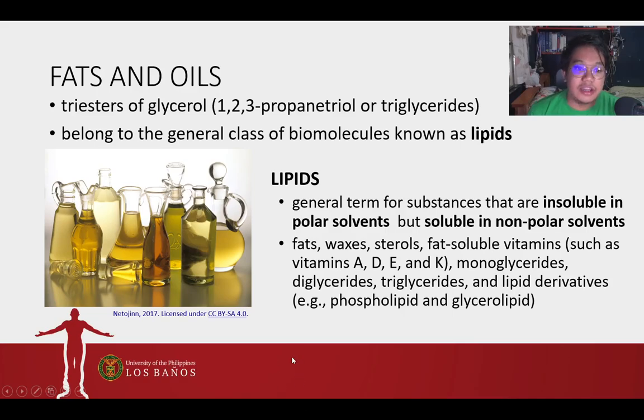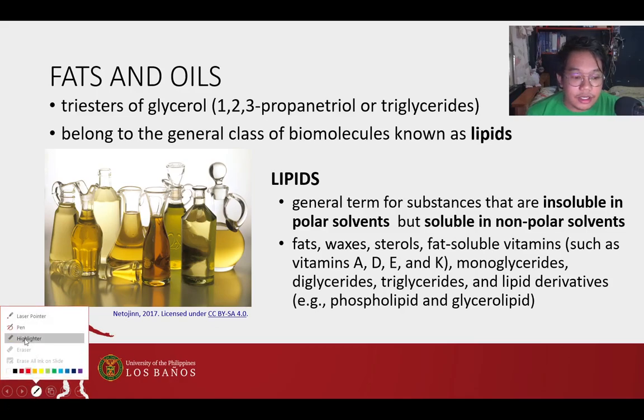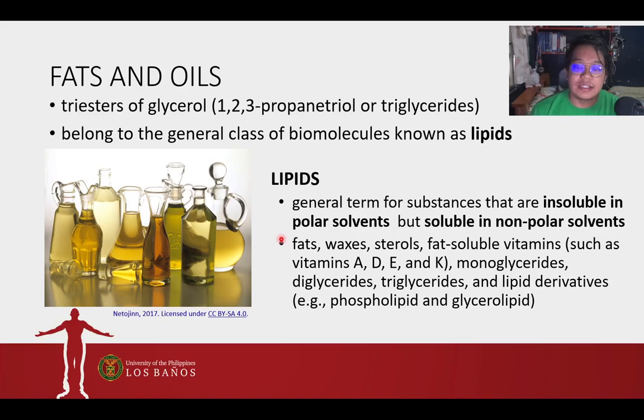I think you tackled lipids back in your biochem, no? So these lipids are the general term for substances that are insoluble in polar solvents. Okay? That's why our oil and water do not mix. But they are soluble in non-polar solvents. So what are the examples of lipids that you may have encountered? These are your fats, waxes, sterols, fat-soluble vitamins. We have vitamins A, D, E, and K. Also, we have monoglycerides, diglycerides, triglycerides, and lipid derivatives.